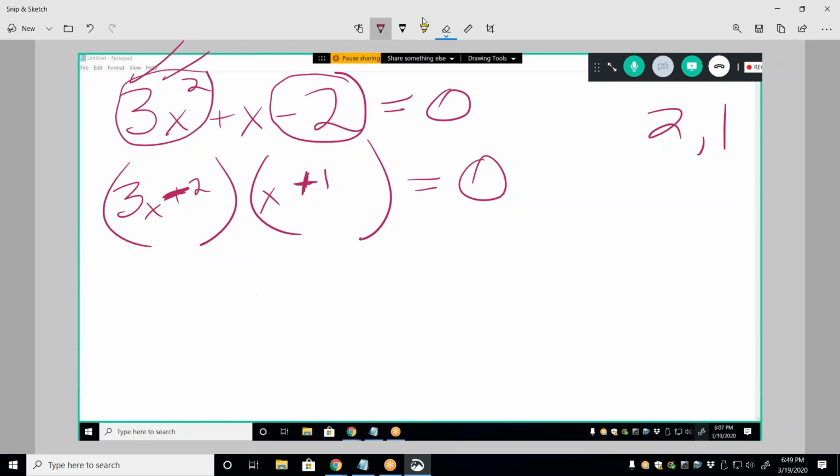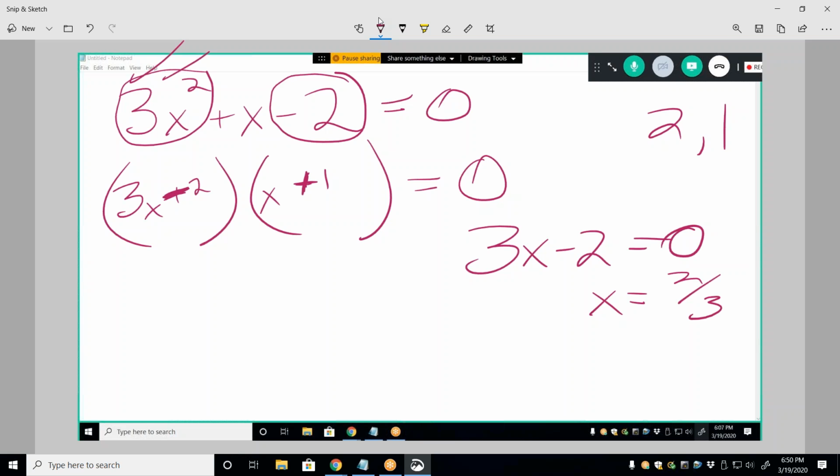But I still have to solve it. So what's the next step? Two things multiplied together equals 0. Set one equal to 0 and solve. That's all you do. What's that solved to? Two-thirds. Negative 2/3. No, positive 2/3.